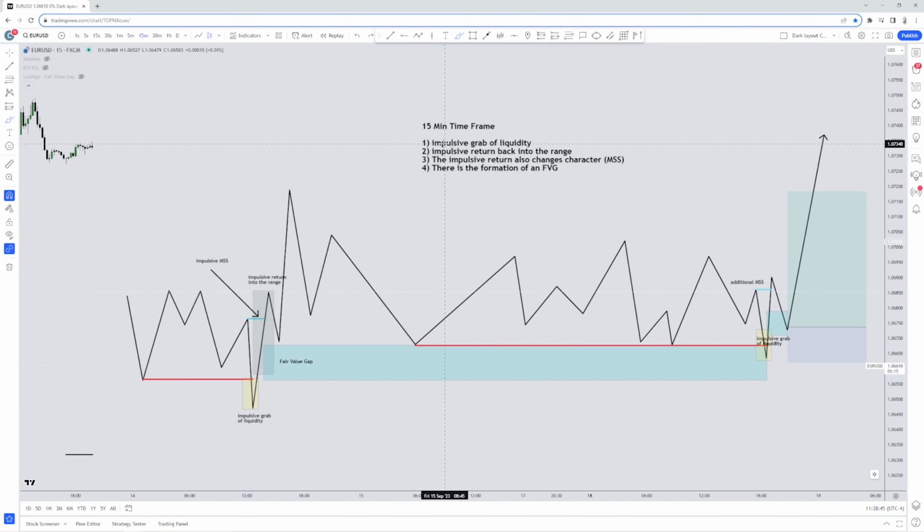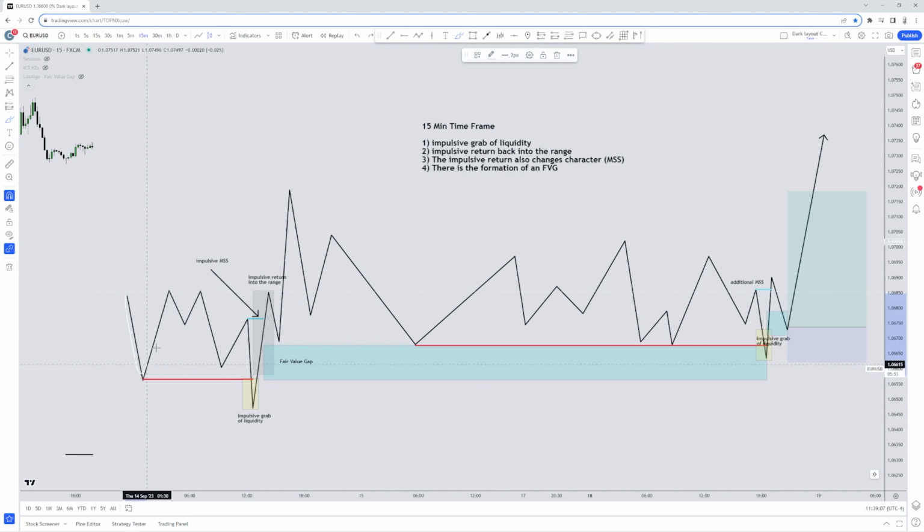Number 3 goes hand in hand with number 2. The impulsive return also changes character. Here we have our change of character. And of course, number 4, there is the formation of an FVG, and this is what shows us that the movement is impulsive. Okay, this is the fair value gap.